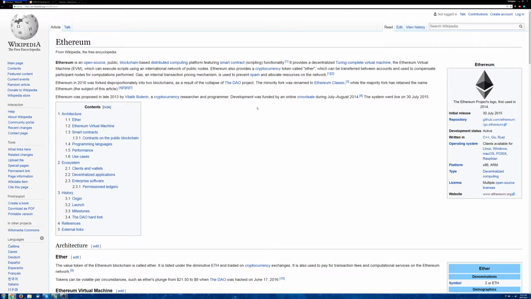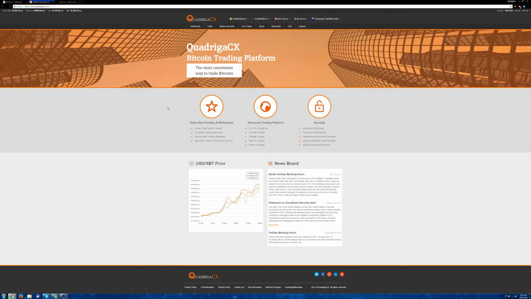So I am mining this Ethereum, and then I am sticking it into a coin exchange. So this is the coin exchange I use, Quadriga CX. There will also be a link down in the description below if you want to check it out yourself.